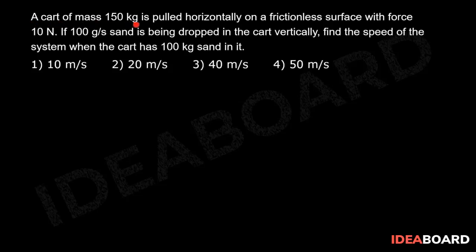A cart of mass 150 kg is pulled horizontally on a frictionless surface with a force of 10 Newton. If sand is being dropped into the cart vertically at 100 gram per second, find the speed of the system when the cart has 100 kg of sand in it.